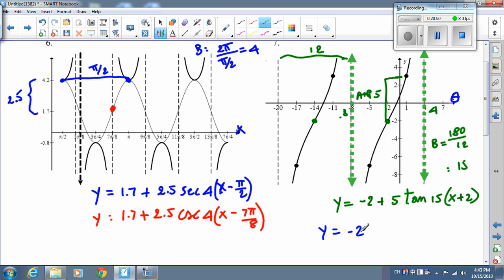So if I want to use cotangent, I would say -2. Cotangent, I can still say plus. 5 will remain the same. Cotangent of my period remains the same, 15, but inside my parentheses I will have x plus 8, or I can also have x minus 4, either or.